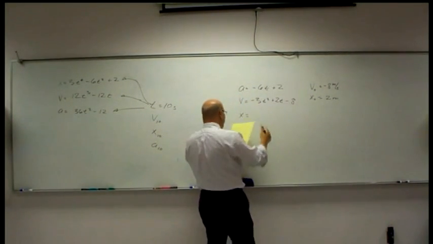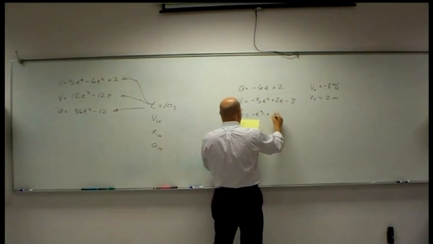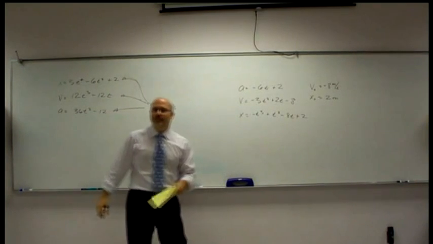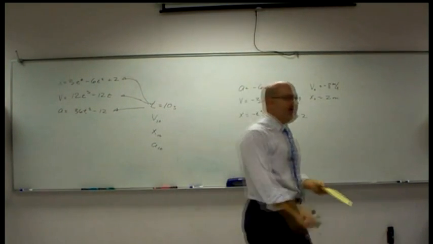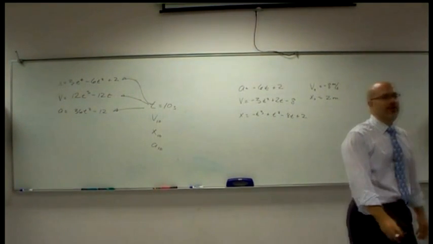All right, negative 3t squared plus 2t minus 8, correct? Yeah. All right, what's x? Negative t cubed plus t squared minus 8t plus 2. All right, we got that? Okay, there are several on the e-homework that have to do with asking certain things about these equations.